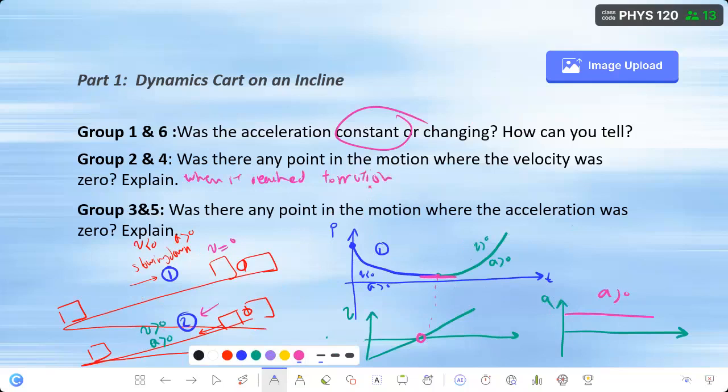So was there any point in the motion where the acceleration was 0? Look at the graph of acceleration versus time. Is the acceleration 0? No. Acceleration is always constant and positive for this situation. Okay, next one.